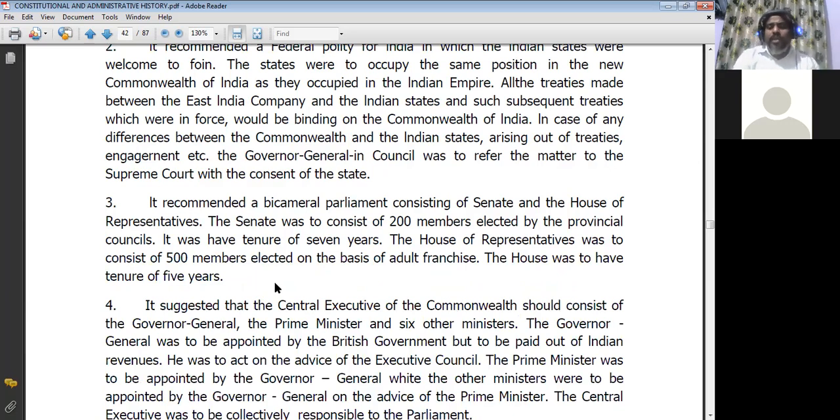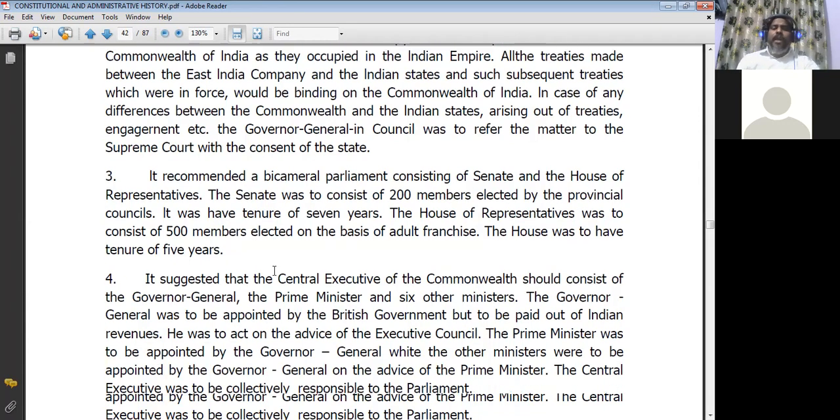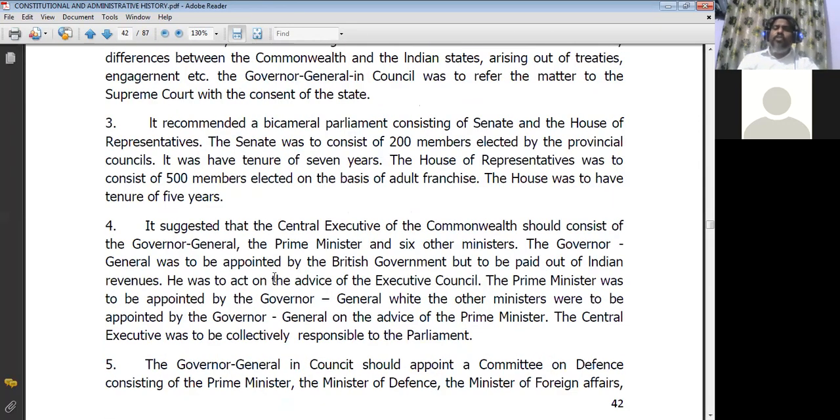The Senate was to consist of 200 members elected by the provincial councils. It would have a tenure of 7 years. The House of Representatives was to consist of 500 members elected on the basis of adult franchise. And it also suggested that the central executive of the Commonwealth should consist of the Governor General, the Prime Minister, and six other ministers. The Governor General was to be appointed by the British government, but to be paid out of Indian revenues.